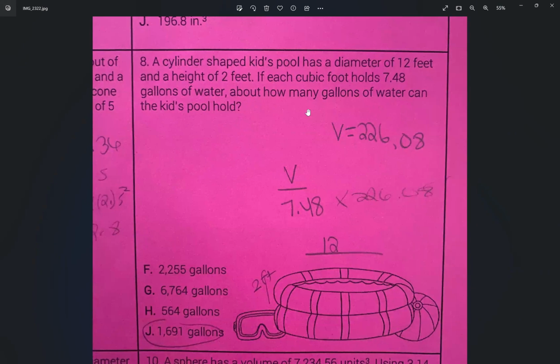All right, let's take a look. Let me read that again. A cylinder-shaped kid's pool has a diameter of 12 feet. Okay, so here's your cylinder. There's your pool, right? So they're saying a diameter of 12 feet. So from here to here is 12 feet, and the radius would be 6, right?